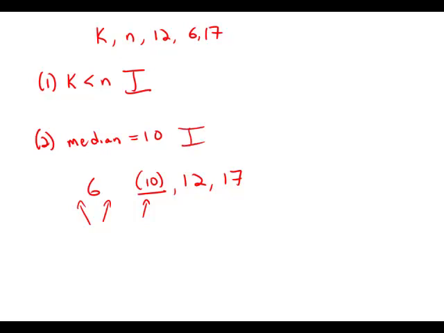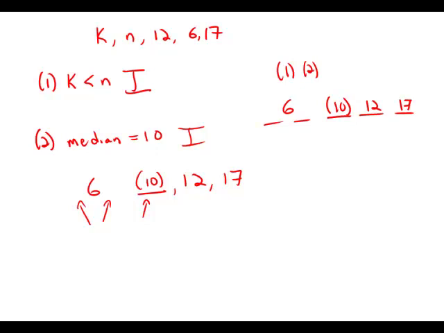So both statements insufficient. Well, now let's combine the statements. Combine statement number 1, statement number 2. Well, now we know, again, we have the list. We have 10 as the median. We have the 2 given numbers above the median. We don't know where the 6 is going to fall, whether it's going to be the minimum or what. But we know that N is greater than K.